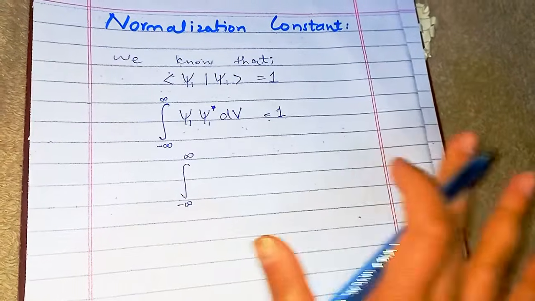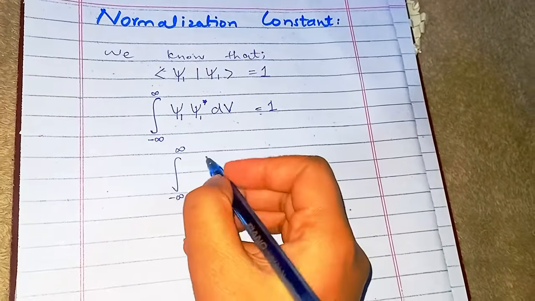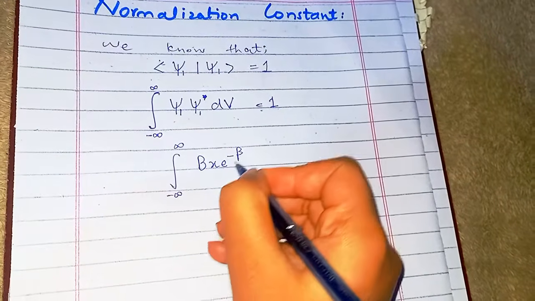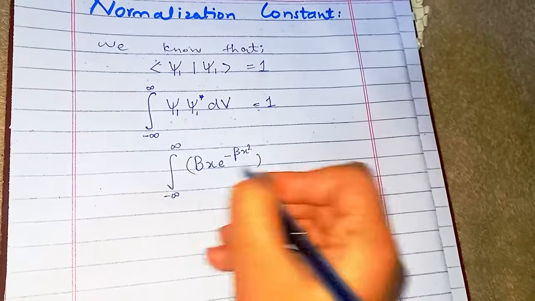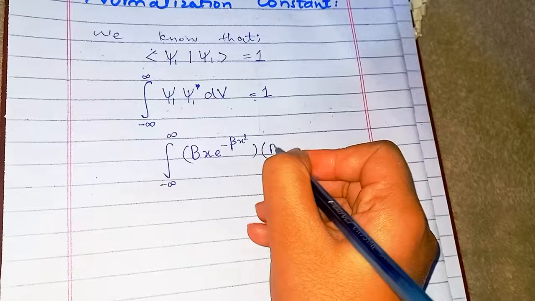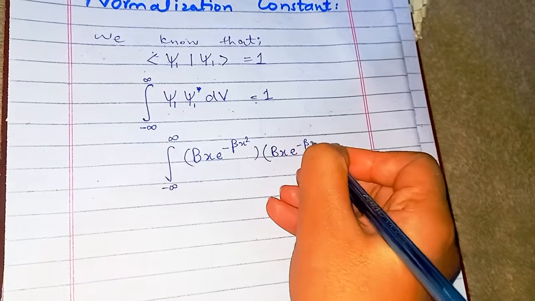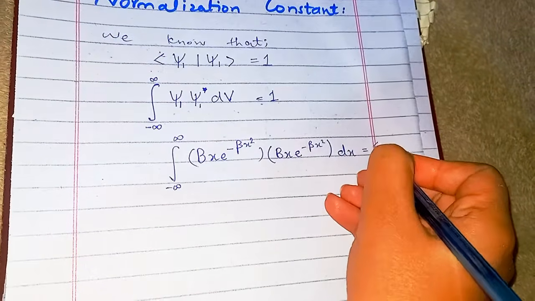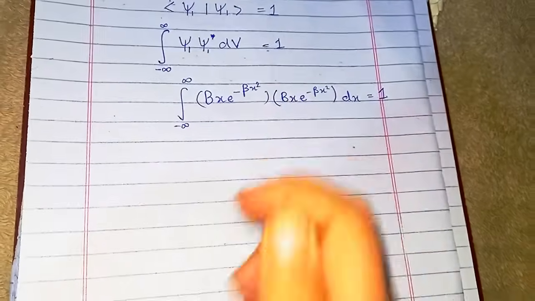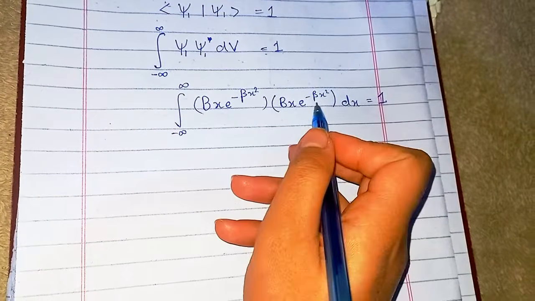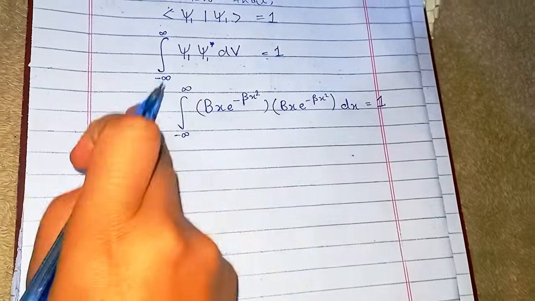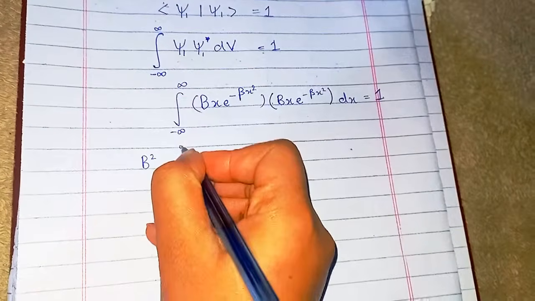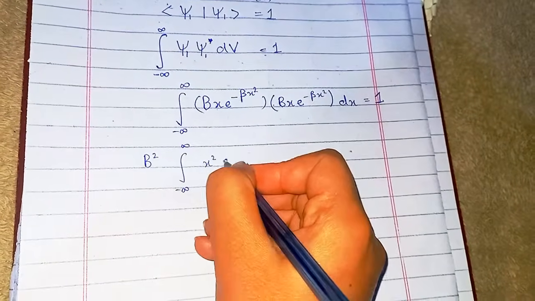So let's put the value of psi 1 here. Psi 1 is b x e to the power minus beta x squared. Then we have psi 1 star, which is the same because there is no iota involved here. And then it's dv; in place of dv you write dx, and that equals 1. Here b and b are normalization constants, so we'll take them outside of this integration. It will become b squared, and x and x becomes x squared.